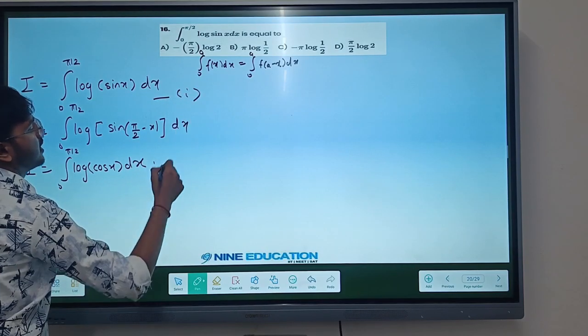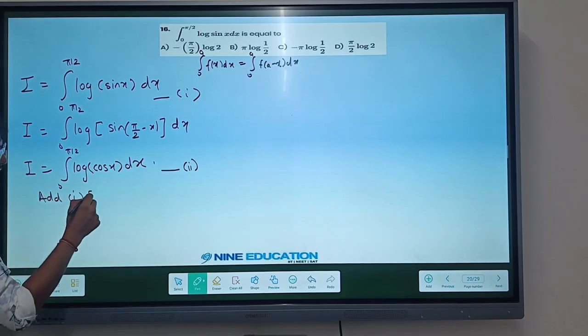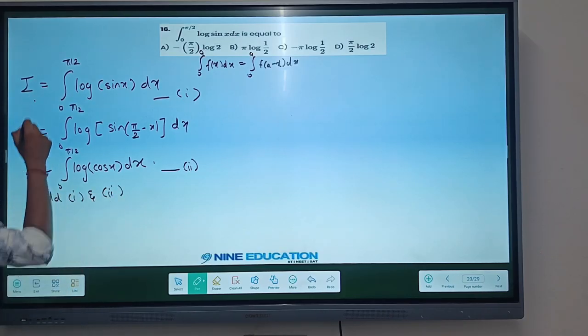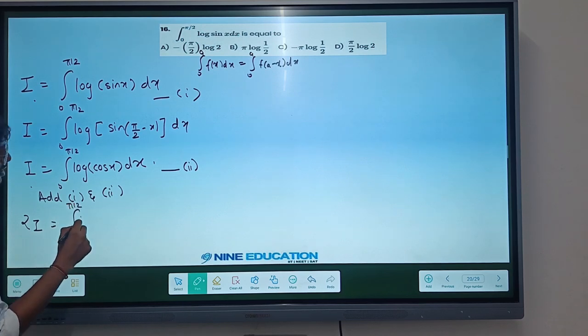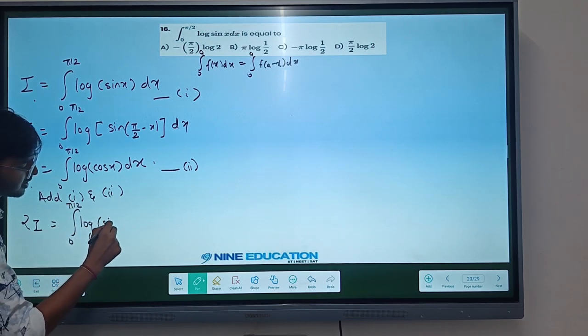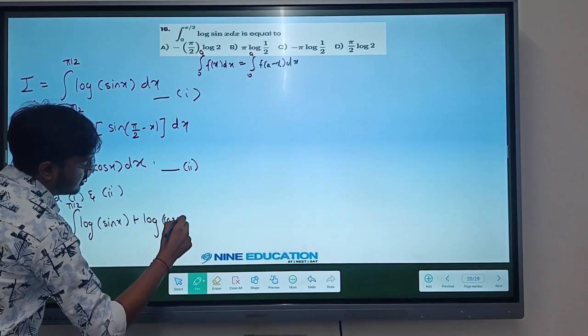So let's say this is 1, this is 2. I'll add both of them. Add 1 and 2. What will I get? I plus I, 2I equal to integral from 0 to pi by 2 of log of sine x plus log of cos x dx.